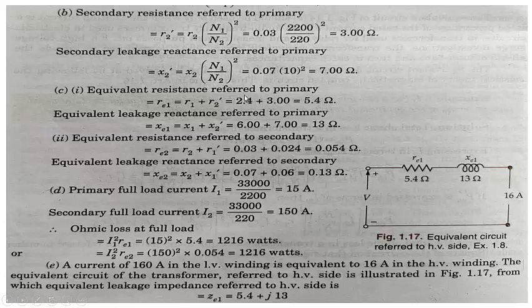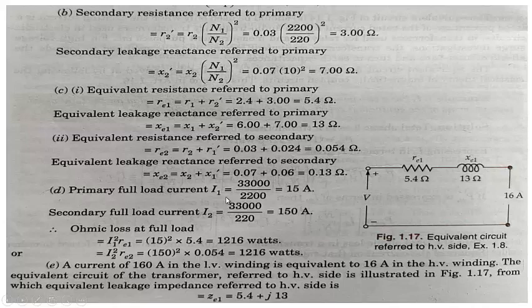So the equivalent resistance referred to primary will be equal to 2.4 plus 3, that is 5.4, and this is 13. That will be equal to R1 plus R2, 5.4, and X1 plus X2 will be equal to 13. So this is actually the resistance referred to the high voltage side. Now this is the equivalent circuit, and we are using this, and after that it will be very simple.